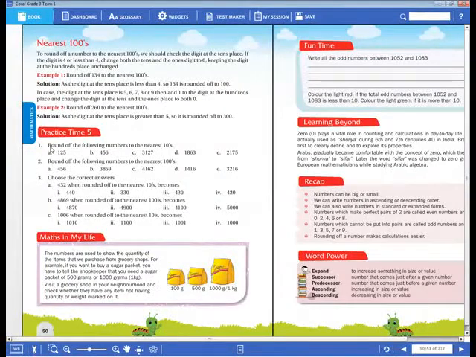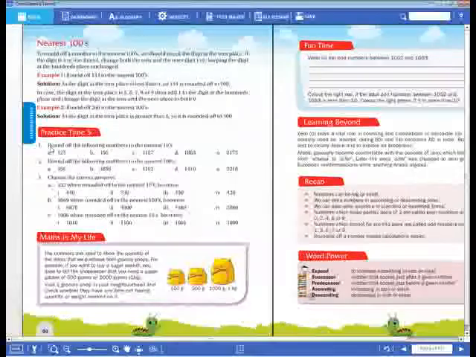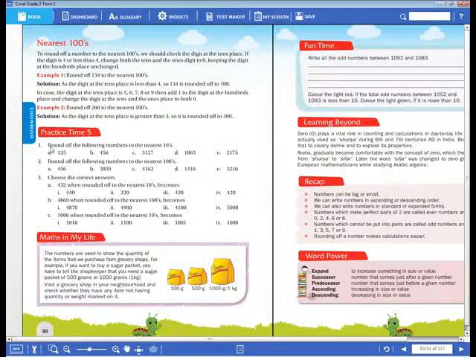So here 125 is there. This 5 is equal to 5, no? So we have to take the lower one. So the answer here is 120, not 130. It's not greater than 5, no? It's equal to 5. So we have to take 120 here.